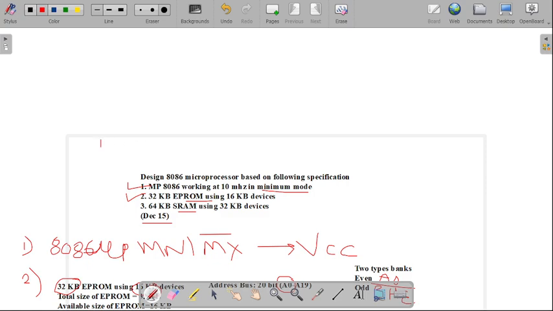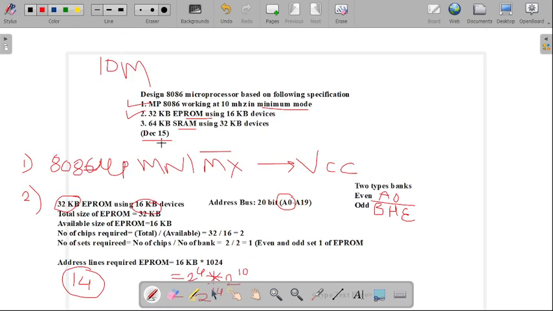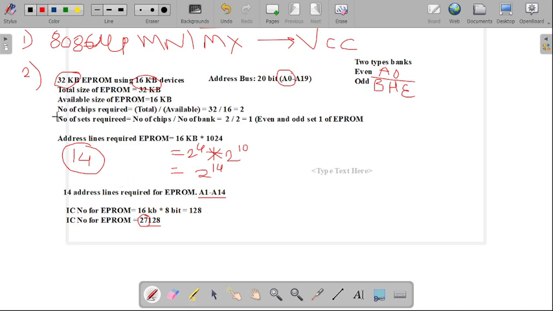Whenever the question is asked for 10 marks, you have to write down the description for all these statements. The first statement does not carry any marks; you just have to write down the statement: your MN and MX bar pin is connected to VCC. In the second line, you have to calculate the number of chips required, number of sets required, address lines required, and the IC number for our EPROM. Based on that given data, you will get 2 marks.